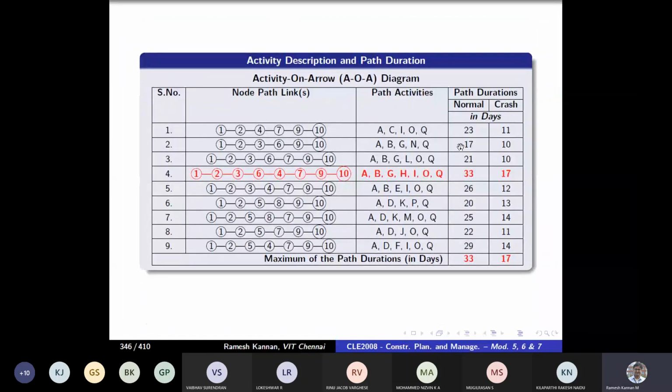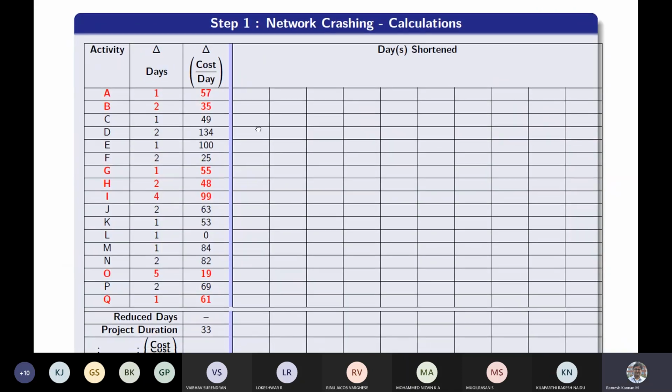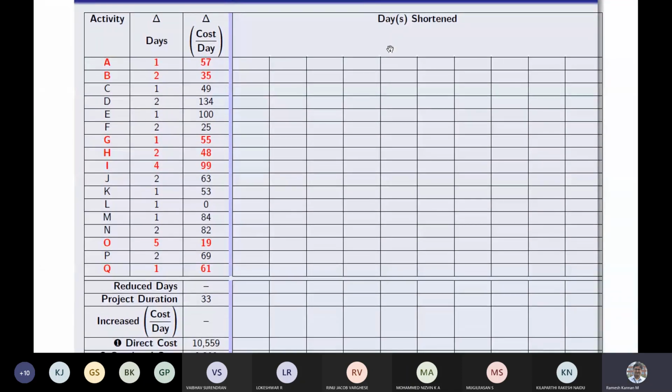So this is the normal duration, normal critical path duration, and crash critical path duration. Yeah, this is how I've shortened the table. I don't require everything. I only require change in days and the cost slope. So activity, change in days, and cost slope, and days shortened. So this is what my interest is.